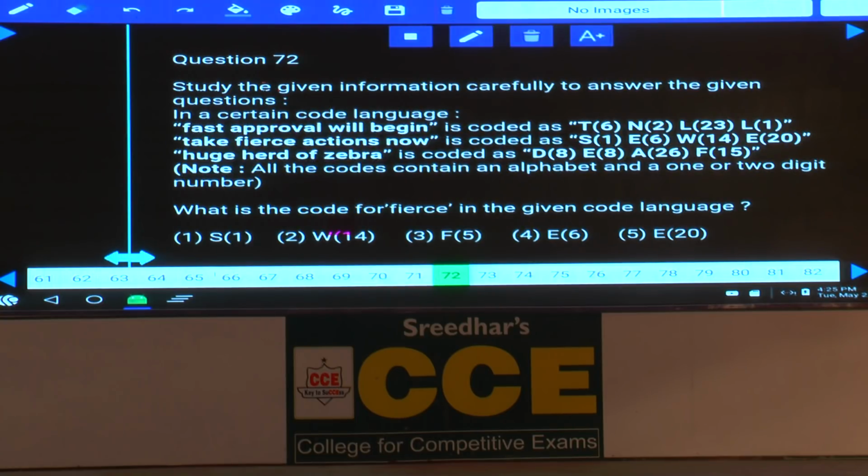Then question number 72, what is the code for FEARS? Now the code to the word FEARS, what is the value of F? 6. And the last letter is E, hence E6. And E6 that is choice 4.